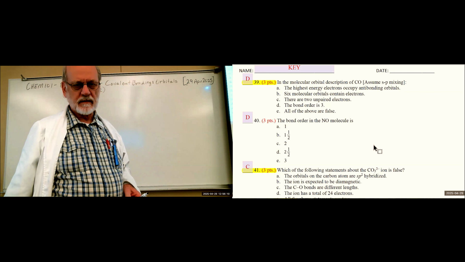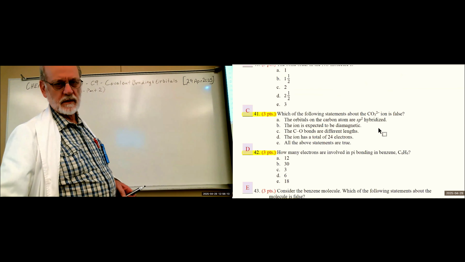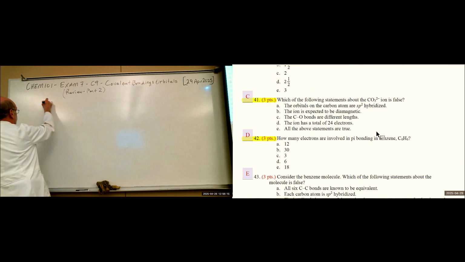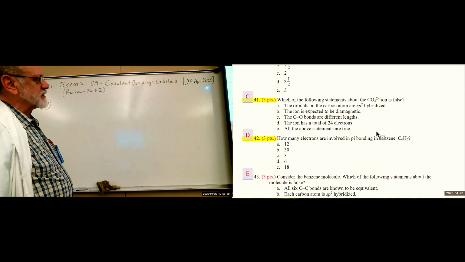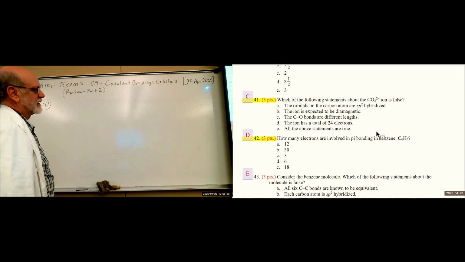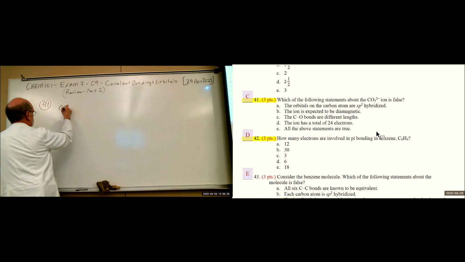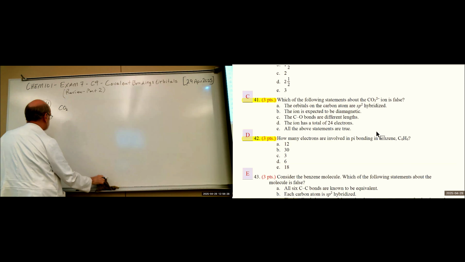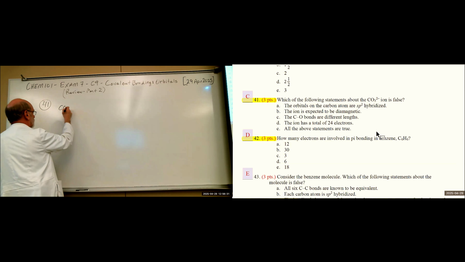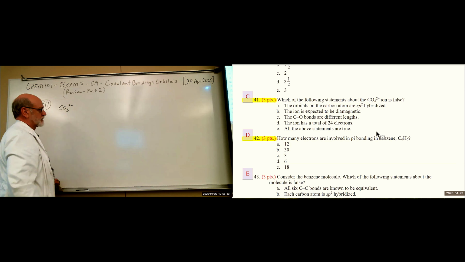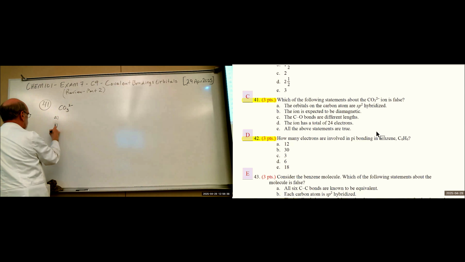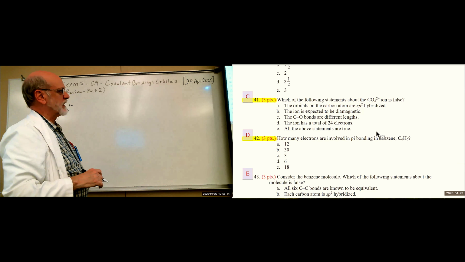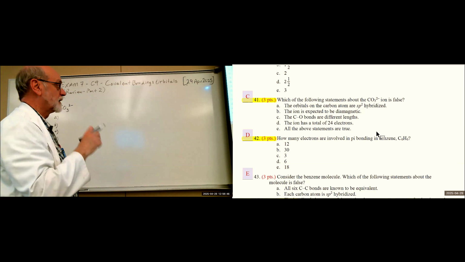Let's see, 41. Which of the following statements about the carbonate ion is false? Carbonate, CO3 with a 2 minus charge. B, C, E. All right, A: the orbitals on the carbon atom are sp2 hybridized.